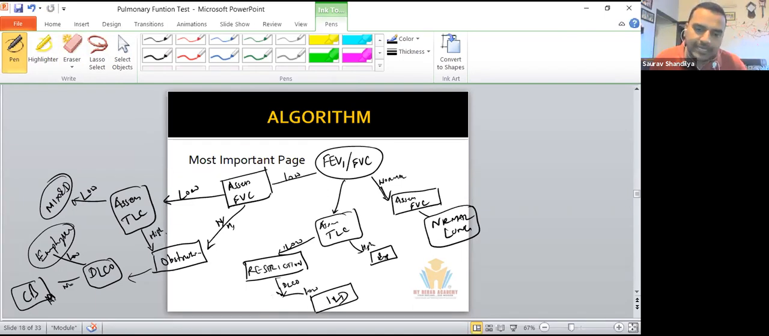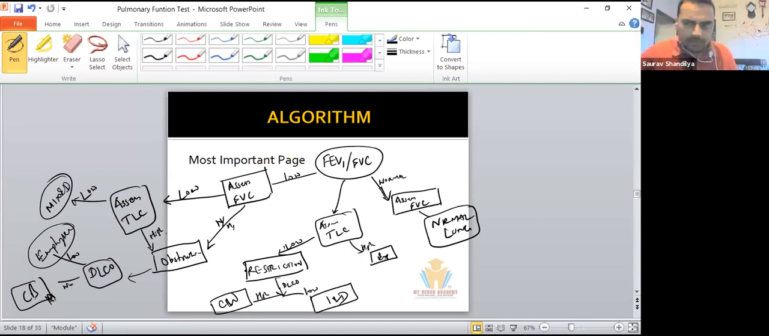Okay, if it is a high DLCO, that means it could be chest wall deformities like kyphoscoliosis, scoliosis, obesity, kyphosis, anything related to the chest wall, because DLCO has nothing to do with chest wall deformities. It has everything to do with membrane permeability. If the membrane is permeable, well ahead. That's the reason that in restriction, we have to find out if it is a restrictive disorder.